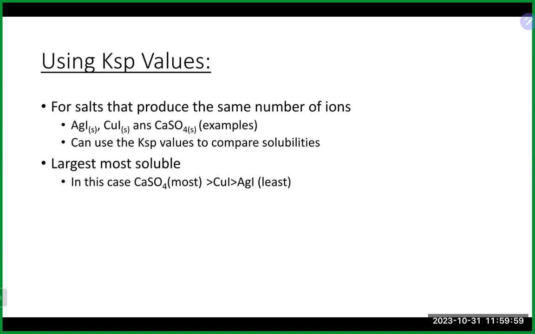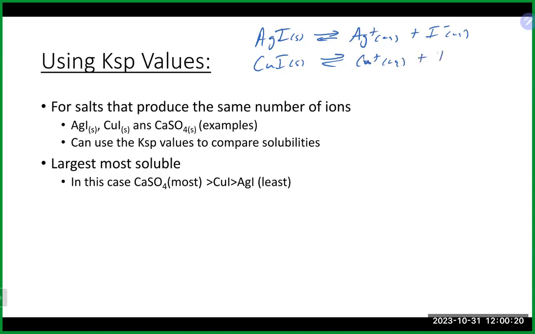So if we look at something like silver iodide, when it breaks apart, it's going to break apart into a silver ion and an iodide ion. If we take copper 1 iodide, that's going to break apart into a copper 1 ion and an iodide ion. And calcium sulfate is going to break apart into a calcium ion and a sulfate ion.